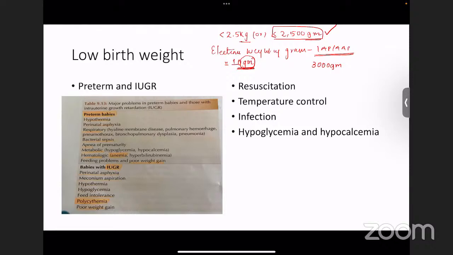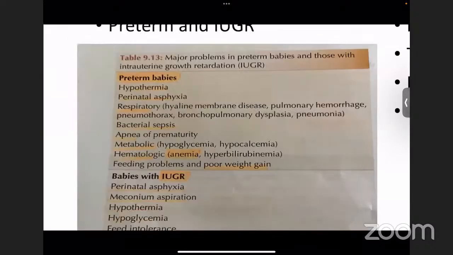So what are the peculiar problems you will see in a preterm baby? Hypothermia, perinatal asphyxia, respiratory conditions like HMD, which we will discuss, bacterial sepsis, apnea of prematurity, metabolic problems, more commonly hypoglycemia and hypocalcemia, and hematologic problems like anemia.